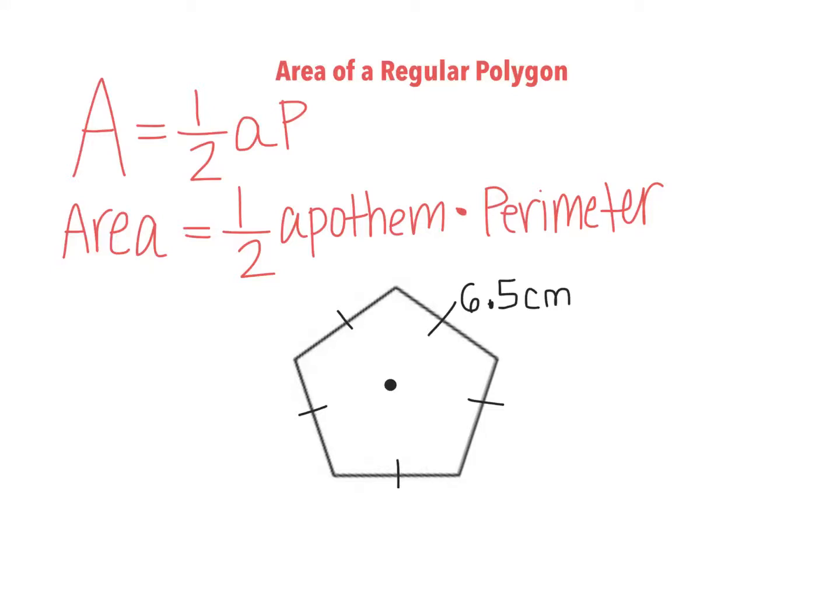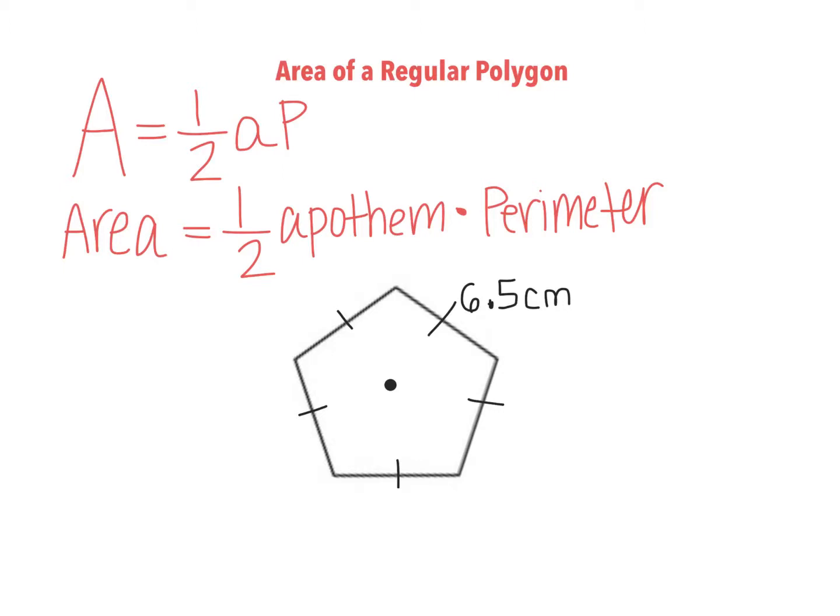In this video, I'm going to show you how you can find the area of a regular polygon whenever you're just given the length of a side. So first you have to have a good understanding of what the formula represents and what each variable in the formula represents for the area of a regular polygon. So we have A is equal to 1/2 A times P.